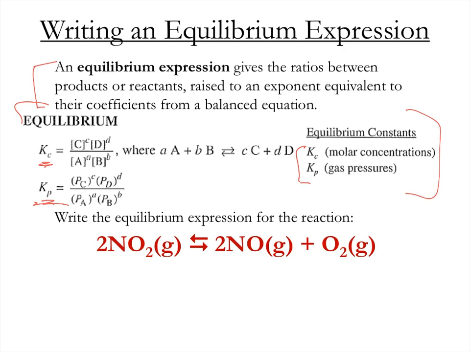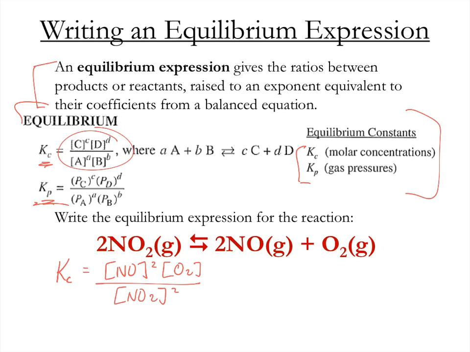So this example question: write the equilibrium expression for this reaction. We'll write the Kc, so it's capital Kc, and we're going to take products over reactants, and we're going to raise them to the power of their exponents. So the products would be the NO, so the concentration of NO, that would be squared, times the concentration of oxygen over the concentration of NO2 squared. So that's how you'd write a Kc expression.